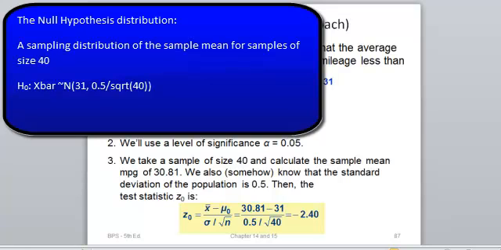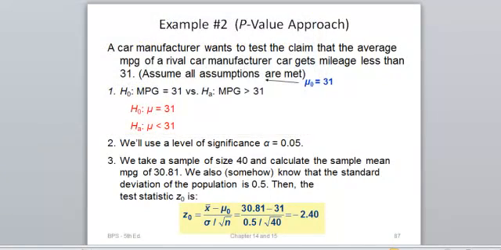root of 40. So we have to see where this sample mean of 30.81 lies in this null hypothesis distribution. So we calculate that test statistic, Z0. We take our sample mean, 30.81, minus the mean of the null hypothesis distribution, which is 31, and divide by the standard error, 0.5 divided by the square root of the sample size, which was 40. So we get a test statistic of negative 2.40.